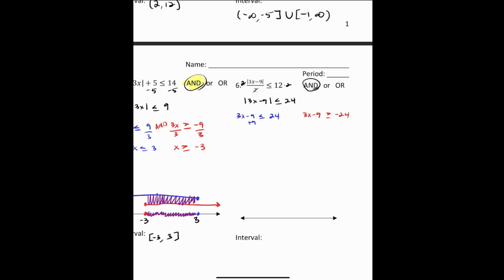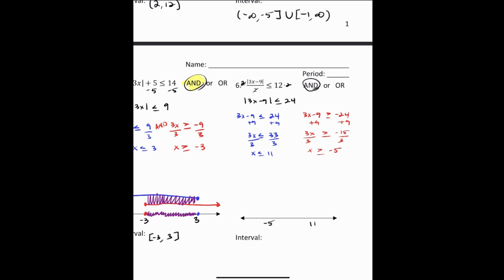I'll add both sides by 9 here, so I have 3x is less than or equal to 33, and then I'll divide both sides by 3, so I have x is less than or equal to 11, whereas over here I'll add both sides by 9, and I'm left with 3x is greater than or equal to negative 15. I'll divide both sides by 3, so x is greater than or equal to negative 5. So the main characters are negative 5 and 11.